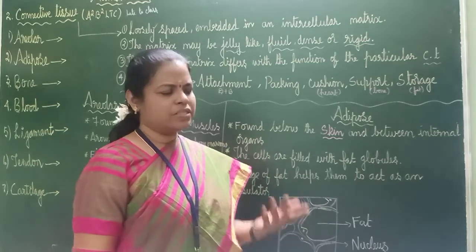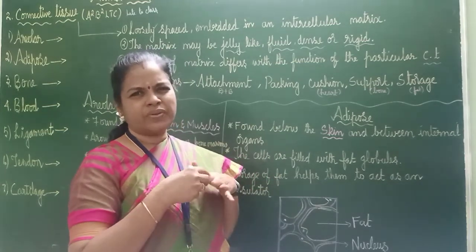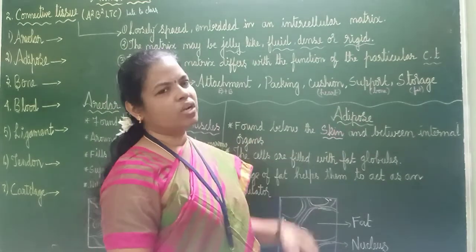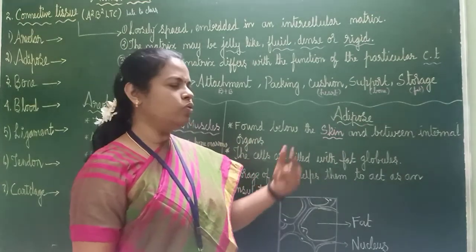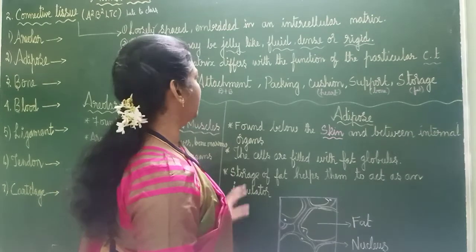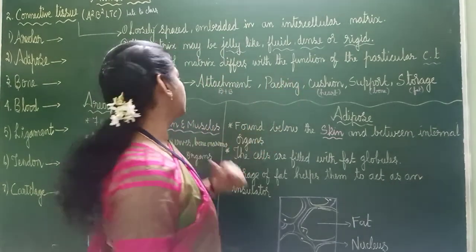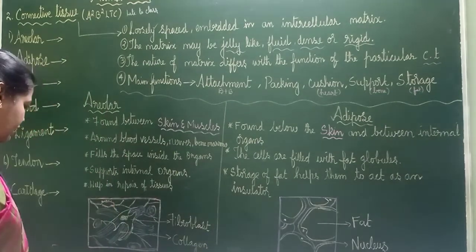Support. What kind of support? Bone will always give support. If bone is not there in this finger, how it will be? It will be like this, no? So, it gives support. Then storage. We are going to see how it is going to help in storage. Okay. So, these are the important functions. You can study any 5. Okay. Now, we will start with A square.